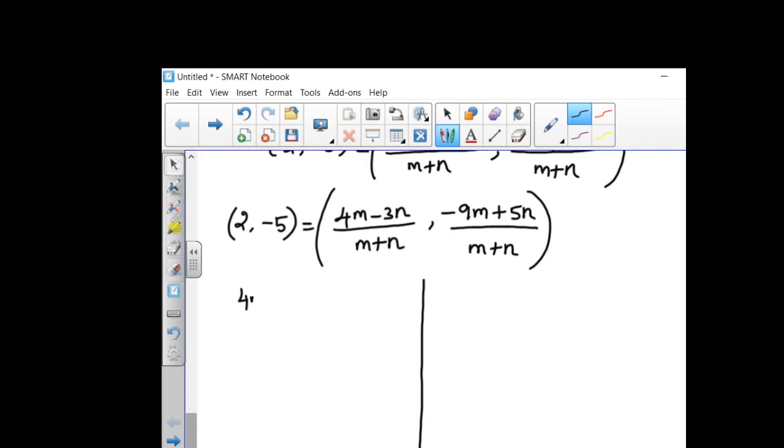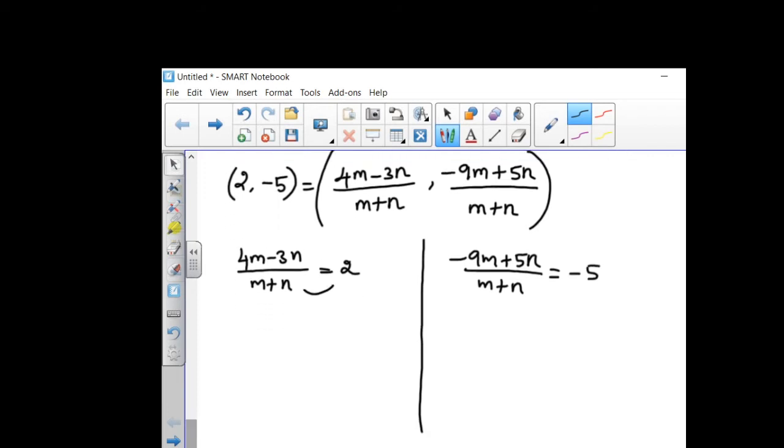Here (4m - 3n)/(m + n) is equal to 2. Okay, then another point, (-9m + 5n)/(m + n) is equal to -5. So what do we want to do? Take cross multiplication. 4m - 3n is equal to 2(m + n). Here you must put the bracket. Then only you can multiply m and n with 2. Otherwise you will multiply the 2 only with m.